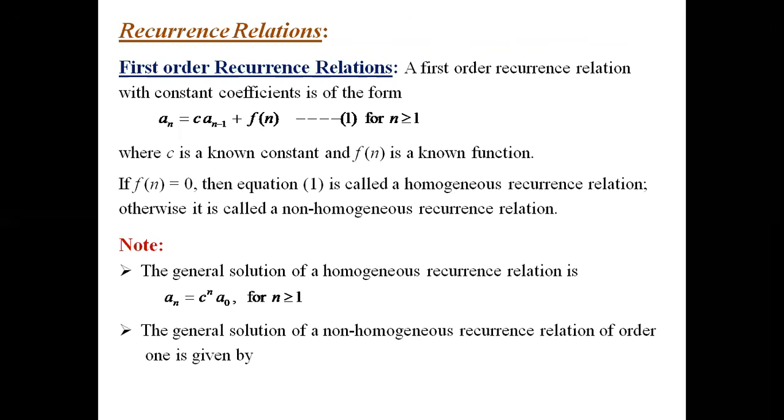Similarly, for a non-homogeneous recurrence relation, the general solution is given by a_n is equal to c power n into a_0 plus summation k equal to 1 to n c power (n minus k) into f(k). Again, it is valid for all n greater than or equal to 1. So these are the required formulas that we'll be applying when we do problems on first order recurrence relation. So let us see some problems.